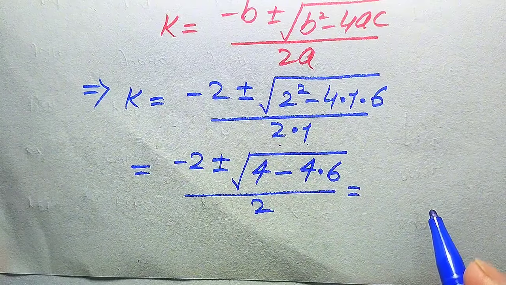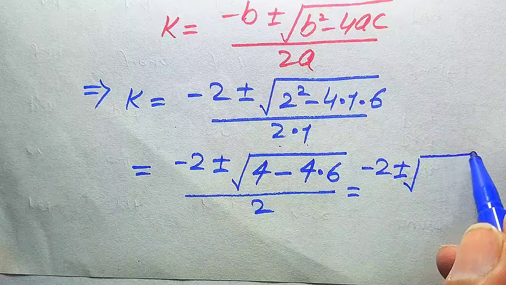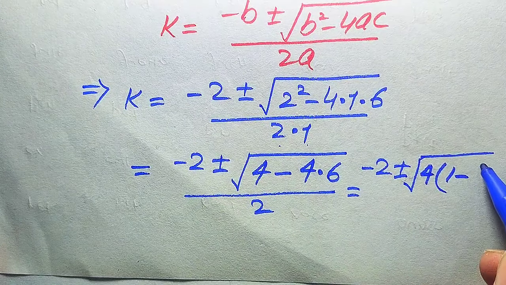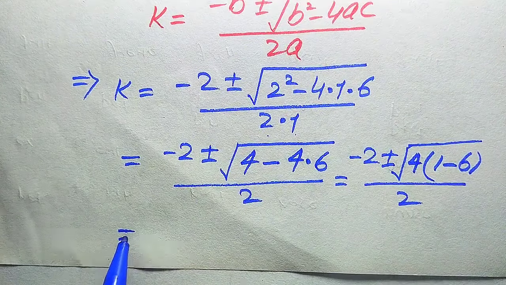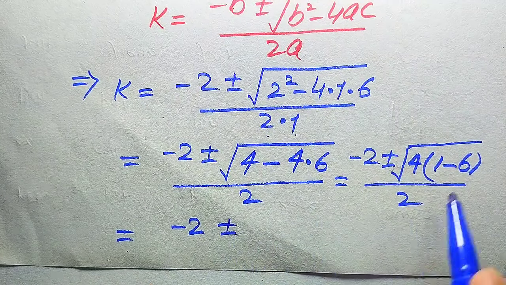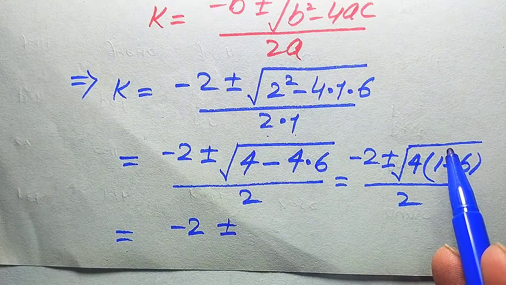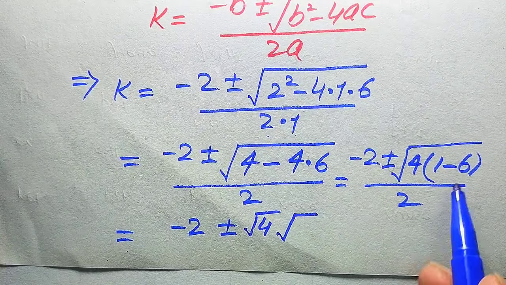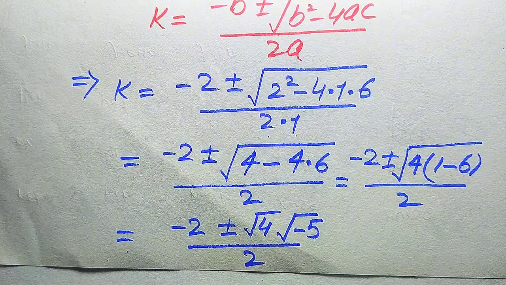And now in the next step we need more simplification, and it will be written as minus 2 plus minus square root of, here we need to take common 4 inside the term, and when you take it common it will be written as 1 minus 6, and it is divided by 2. And now further in the next step, it will be written as minus 2 plus minus, here we apply the square root sign separately on both of these two values, and when we apply square root on 4 it will be written as square root of 4 into square root of 1 minus 6 becomes minus 5 square root, and it is divided by 2.